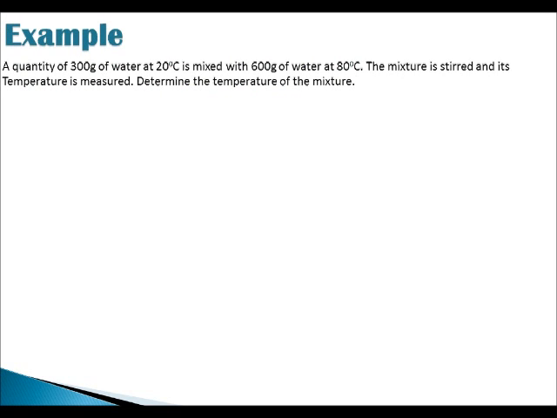So a quantity of 300 grams of water at 20 degrees Celsius is mixed with 600 grams of water at 80 degrees Celsius. The mixture is stirred and its temperature is measured. Determine the temperature of the mixture. Okay, so just draw a quick picture.